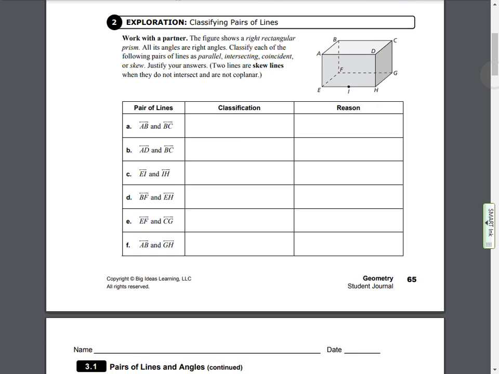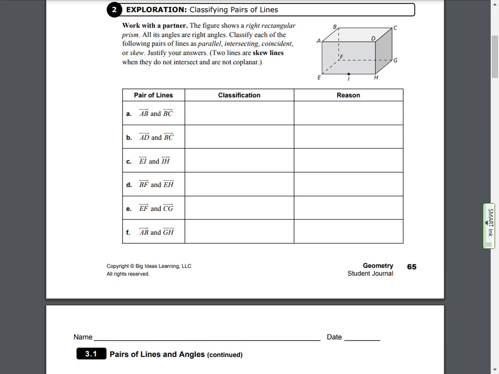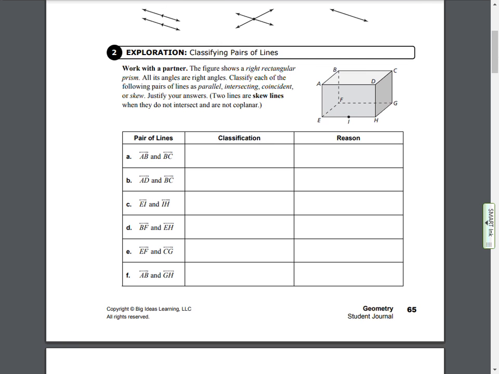Part 2. What we're doing is looking at this rectangle, this 3D image, and we are going to classify each of the following pairs of lines as parallel, intersecting, coincident, or skew. Then we're going to justify. We're going to give a reason. So, line AB to start. Line AB is right there, goes on forever and ever.